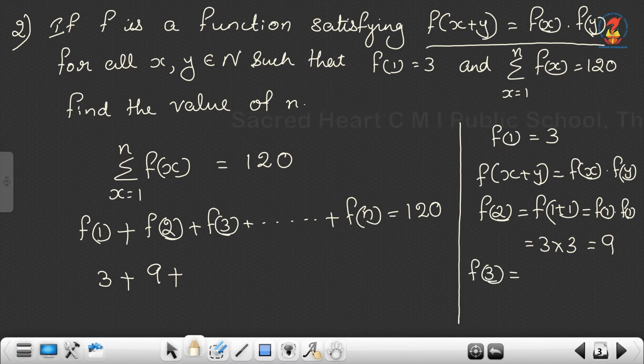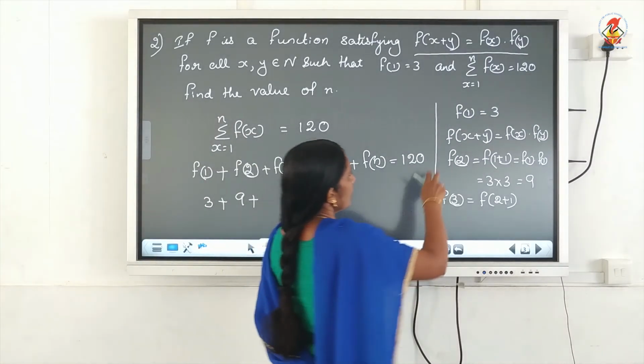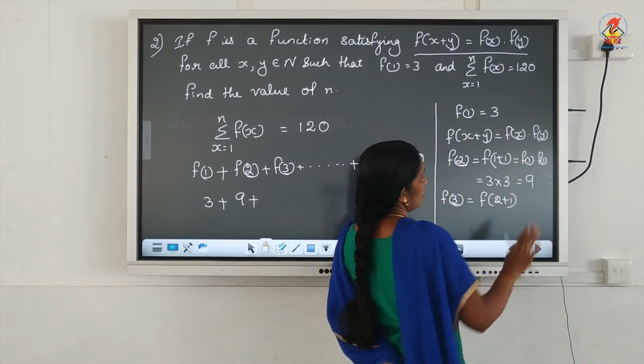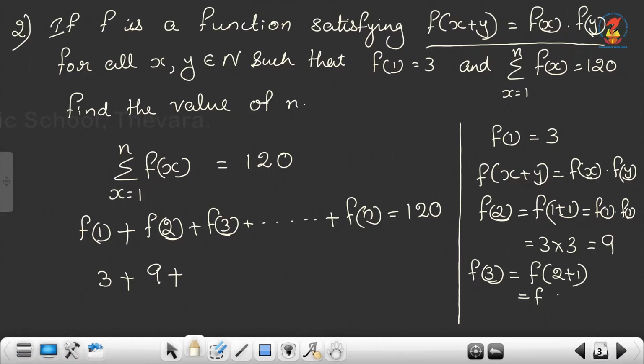You have to split. F of 3 is either 2 plus 1 or 1 plus 2. Don't write 1 plus 1 plus 1. Here we have only x plus y. So either 2 plus 1 or 1 plus 2. Now we can write it as f of 2 into f of 1. F of 2 is 9, 9 into 3 is 27.